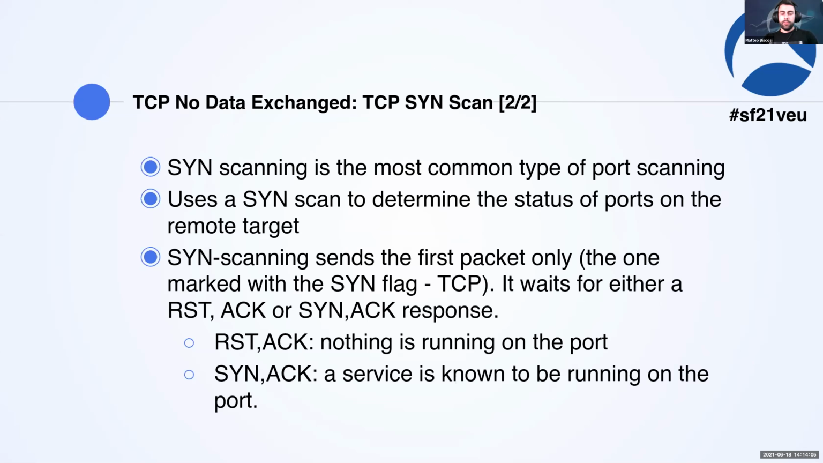To do that, it is going to use the first two requests and replies of the three-way handshake. So it is going to send packets with the SYN flag marked, and then it is going to wait for the reply. If the reply is a RST or ACK, then this means that there is nothing running on that port. Instead, if the server replies with a SYN ACK response, it means that the service is running there.